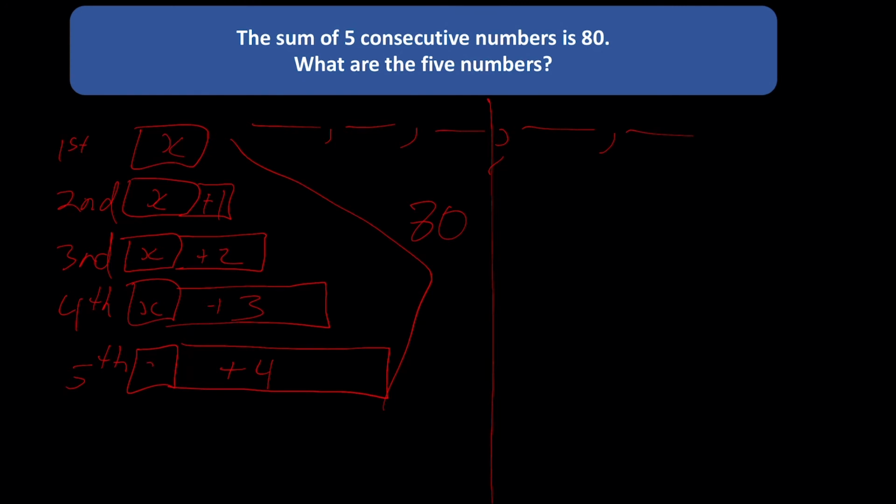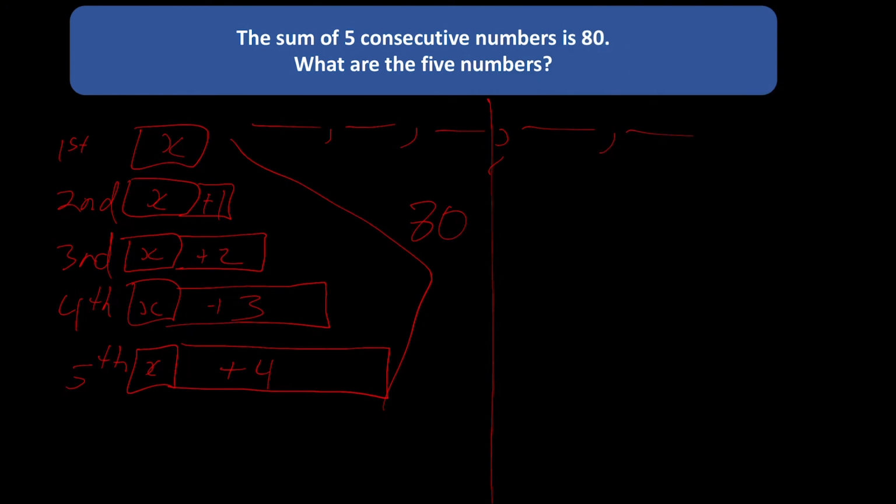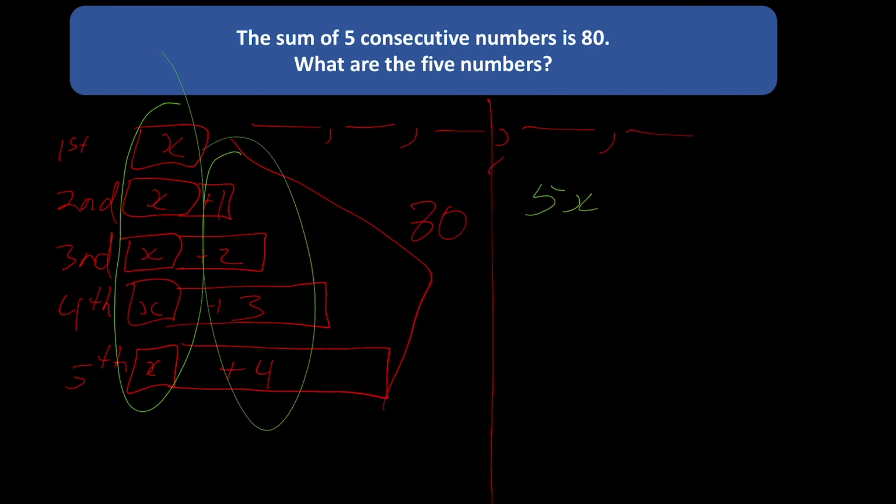Now, I am ready to write my equation. How many x's do I have there? I got 5 x's. How many numbers am I adding? Well, I have 4, that's 7, 9, and that's 10. And they're all equal to 80.